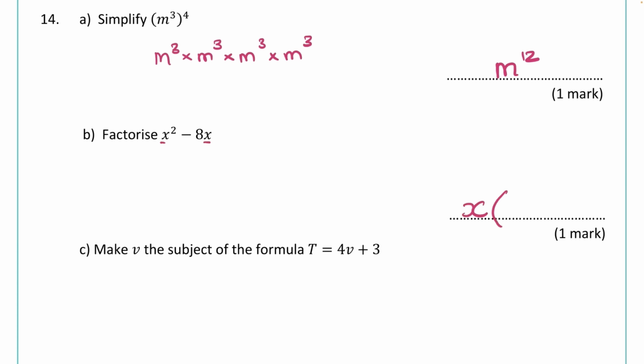So I'll put an x on the outside and then just think to myself, what would I have to multiply by to get to x squared? That would need another x, and I'll keep the symbol the same. And then what do we have to multiply x by to get 8x? Well, that's just 8.